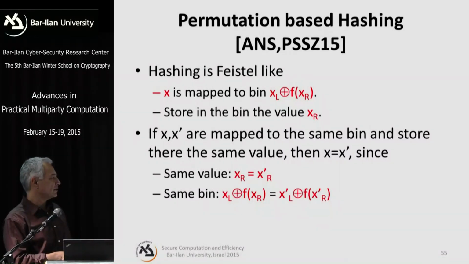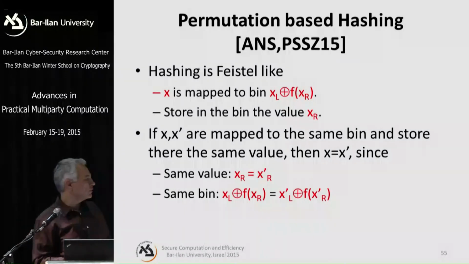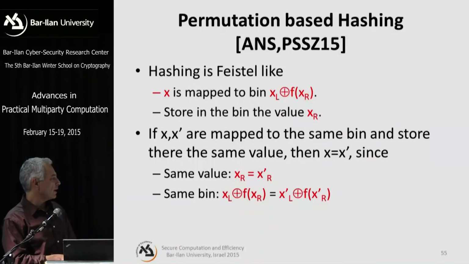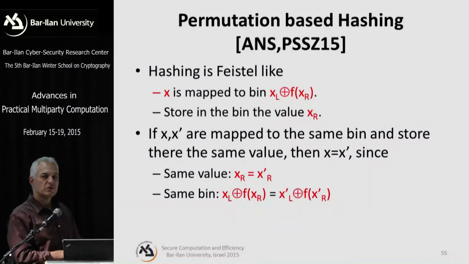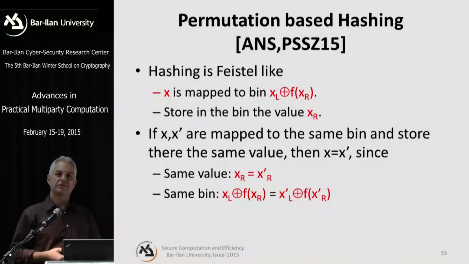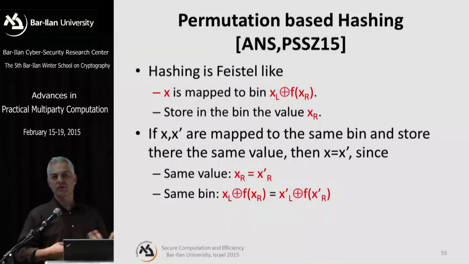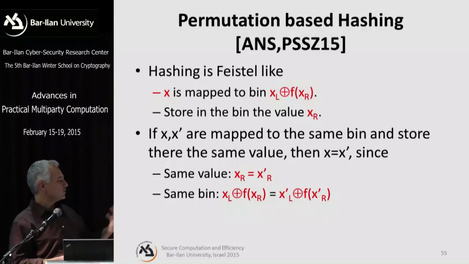Suppose x and x prime are mapped to the same bin, and we stored the same value. So xr, the 12 right bits of x, are equal to the 12 right bits of x prime, because we have the same value in the bin. But if that is the case, we know that the bin to which x was mapped is equal to the bin to which x prime was mapped. We know that xr is equal to xr prime, so f of xr is equal to f of xr prime, therefore xl is equal to xl prime. So if two items were mapped to the same bin, and if the 12 bits that we store in that bin are the same for these two items, then the original much longer items were equal.